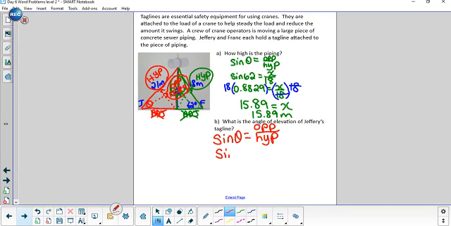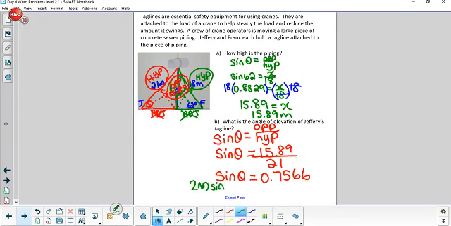We are looking for the angle measure. The opposite side is 15.89. The hypotenuse is 21. So we divide those two numbers, and you end up with 0.7566. Then you use your calculator and you do your second sine. And so we get our angle measure is 49.2 degrees. So that would be the measure of the angle of elevation. So again, really similar information to what we did in our previous lessons, but now we've just attached a situation to it.